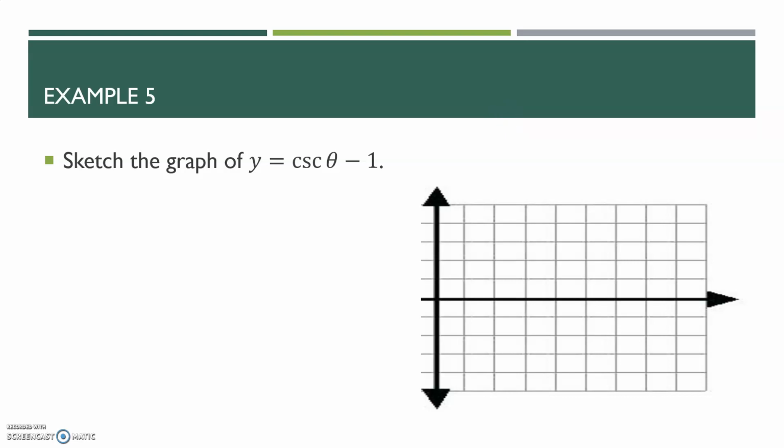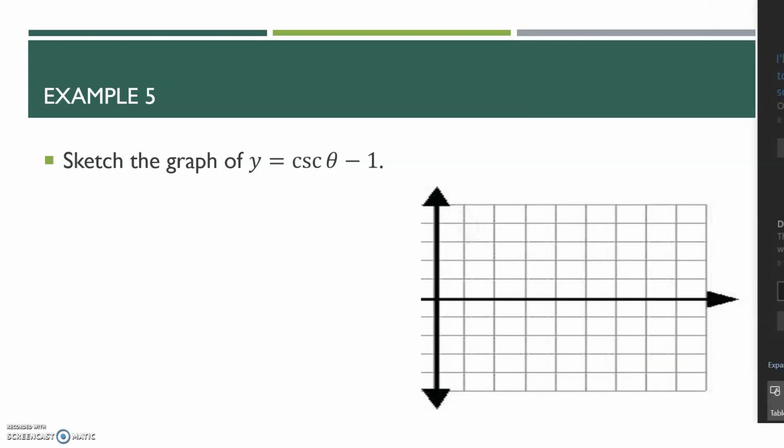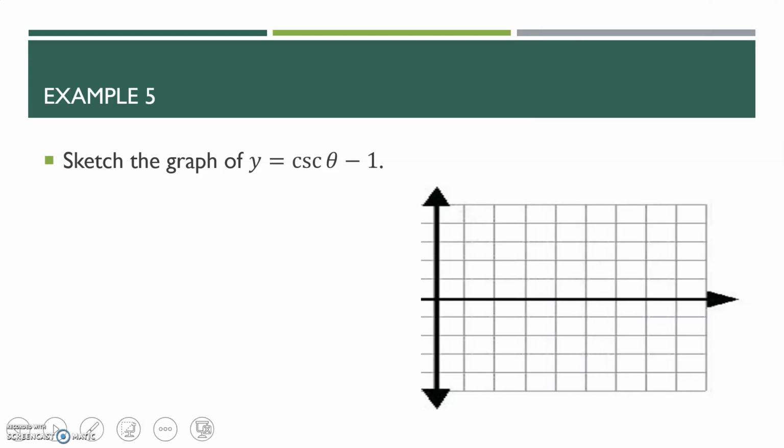Okay, continuing on with 13.8b, let's use what we know about reciprocal functions to graph y equals cosecant of theta minus 1, but this time we're going to do it without a table. So I know that cosecant is the reciprocal function of sine. So I'm going to rewrite this as y equals sine of theta minus 1 to start with. And really what I'm going to do is first graph the reciprocal function, y equals sine theta. I'm going to ignore the minus 1 for now.